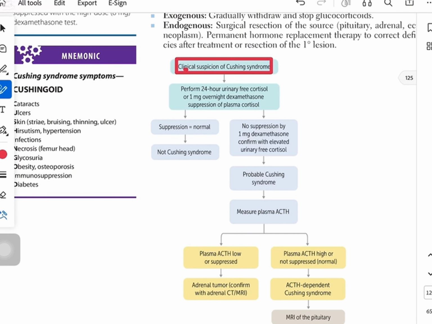First of all, what we have to do, we check the 24-hour urinary free cortisol level. Number two, 1 milligram dexamethasone suppression test. I have also discussed that with the 1 milligram dexamethasone suppression test there will be no change. We will see that the cortisol level is not going to decrease. In a normal person there should be a change in the cortisol level. In a normal person, if the level of cortisol is low, then we will say the person has no Cushing syndrome, this is a normal person. Or, there is mention of saliva, you can write that. Suppression is normal, we will say no Cushing disease. Okay guys, other than that, it is mentioned that no suppression by 1 milligram is confirmed with elevated urinary free cortisol.